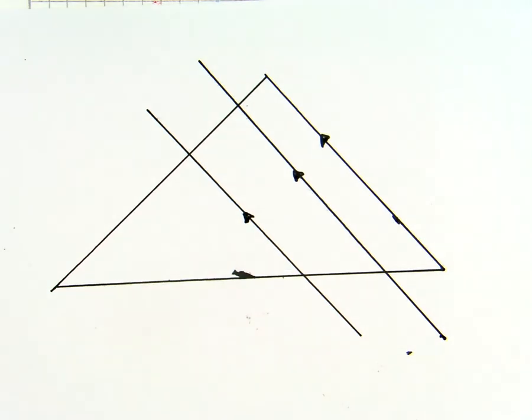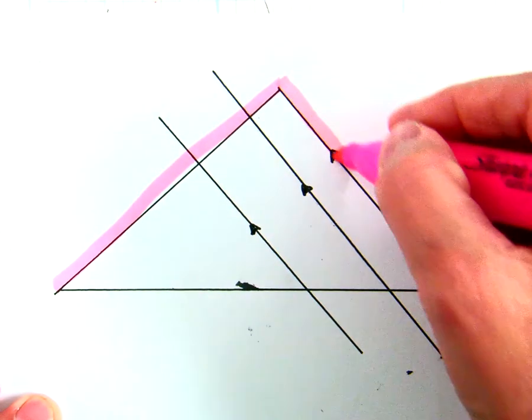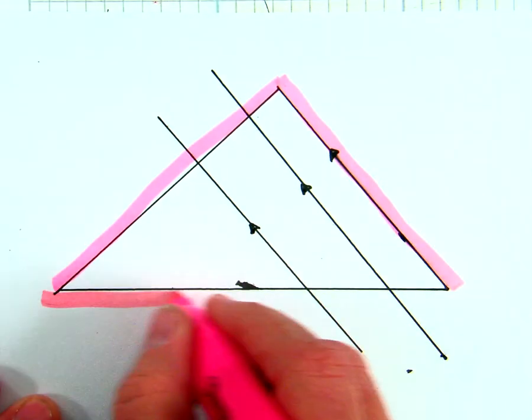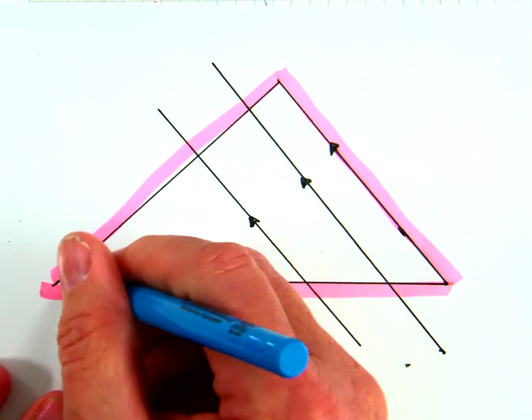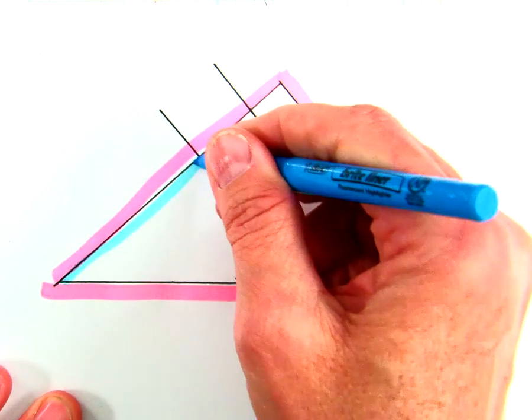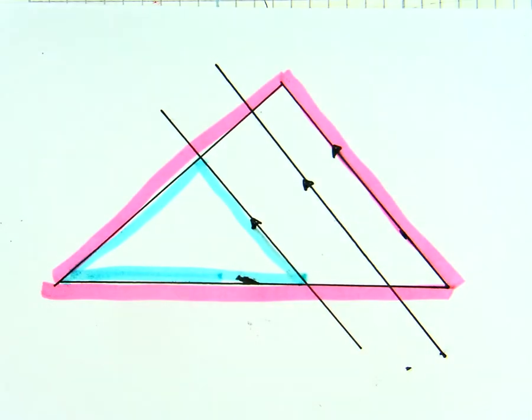Okay, notice we've got at least two triangles here. I'll mark the big one so I can refer to them and distinguish which ones I'm talking about. So there's the big one, and I'll mark this smaller one on the interior. So I've got a pink triangle and a blue triangle. Are they similar? Indeed they are.